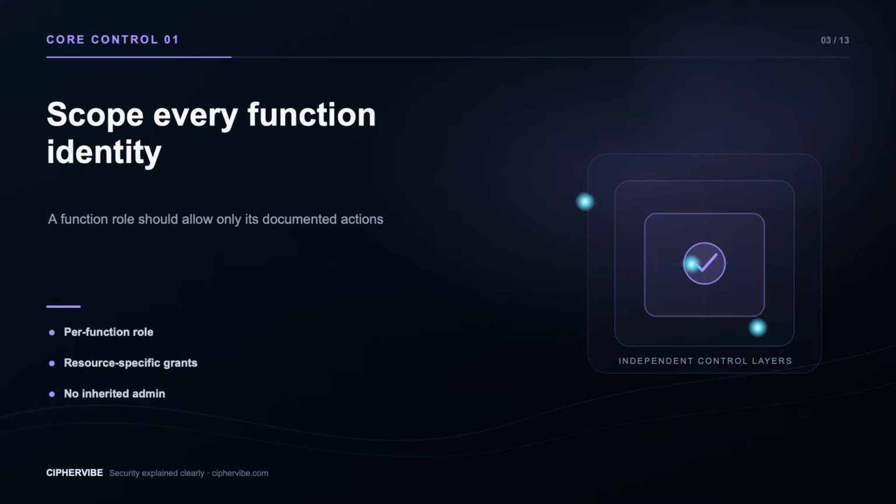The first building block is scope every function identity. Give every function a dedicated identity with the minimum cloud actions, resources, and conditions needed for its purpose. Do not reuse broad deployment or application roles. Review event source permissions and cross-function invocation as carefully as direct data access.